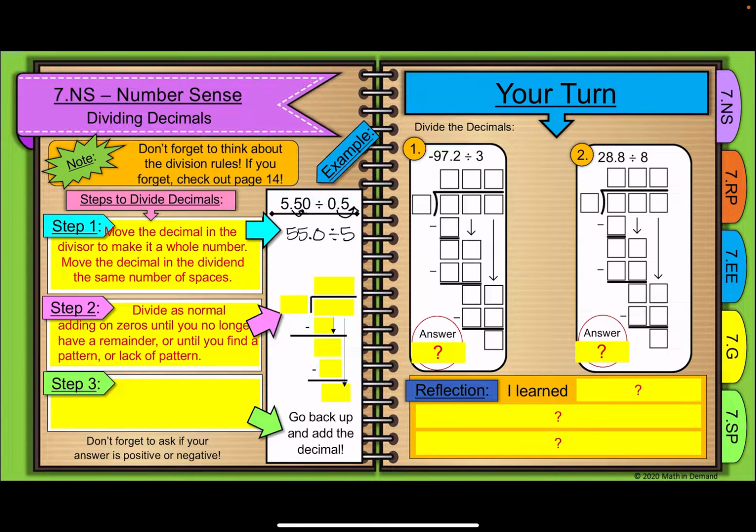Next, you're going to divide using long division as normal, and you add on zeros as you need to because we don't work with remainders. The only way that we are okay with having a remainder is if it's a remainder that repeats, that tells us it's a repeating decimal, or if we're seeing that there's no pattern, then that's a decimal that doesn't terminate. It goes on forever, so it's an irrational number. But for what we're working on here, you are going to find that you're either going to get a pattern or you are going to get a terminating decimal.